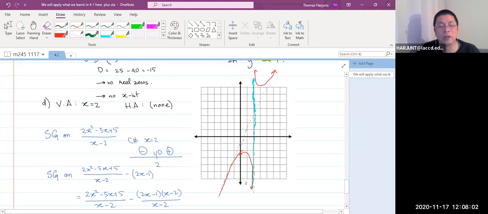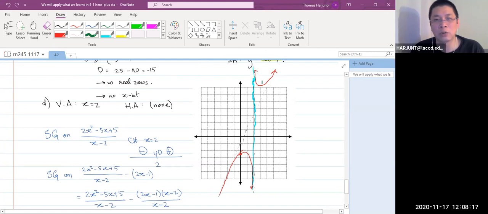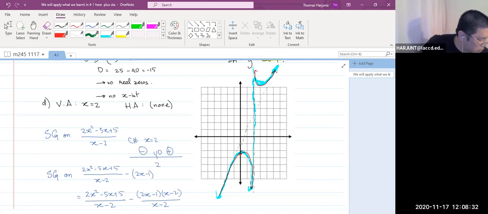To the left of that, the graph will be below the slant asymptote. And to the right of that, it will be above the slant asymptote. Don't forget the graph should approach the slant asymptote when we go to positive infinity. It will get closer to the slant asymptote as we go to positive infinity and when we go to negative infinity. Okay. That's for number 62.